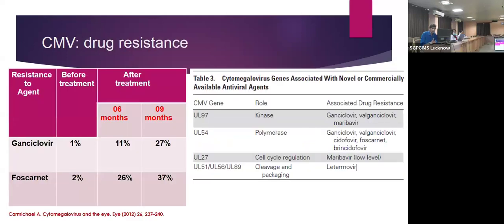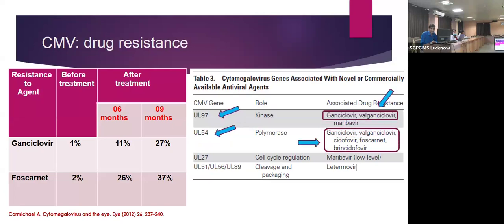And you can see, the longer the duration of antiviral treatment, the more the incidence of resistance. And this is the problem. The second one you can see, if polymerase gets mutated, all the drugs become ineffective. And if kinase only gets mutated, only ganciclovir becomes ineffective, but there is almost nothing you can do if polymerase gets mutated.